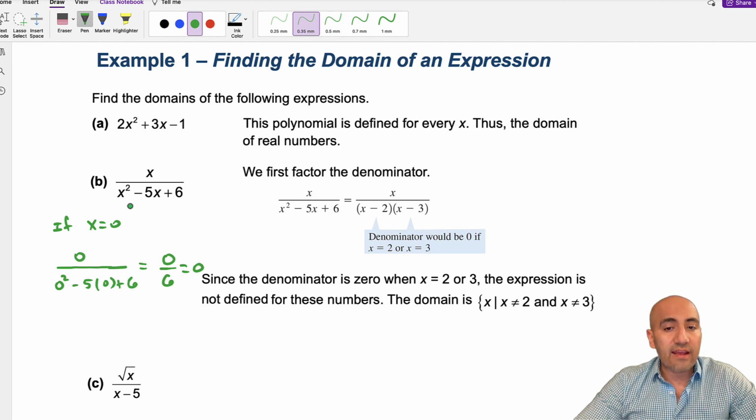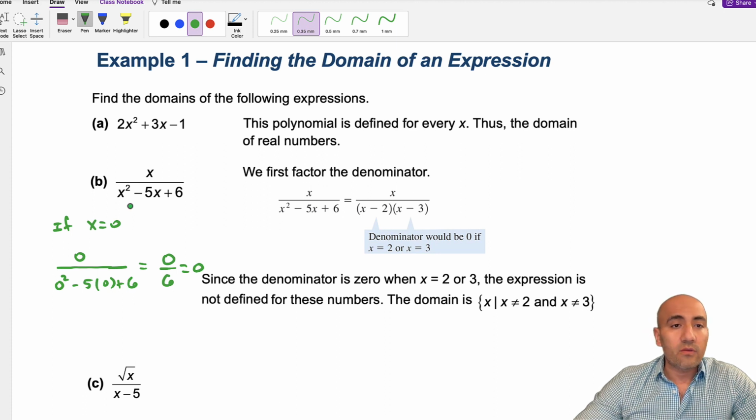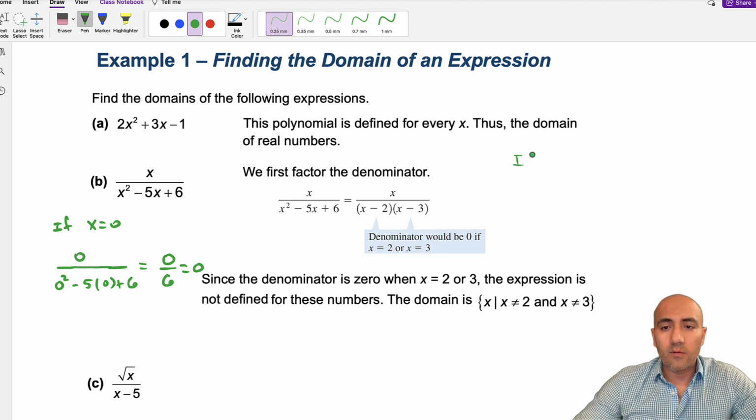And now in this factored form, we can easily tell what values of x would result in a 0. Because if we let x equal positive 2, or if we let x equal positive 3, in either case, we end up with a 0 in the denominator. Right? So for instance, if x equals 2, we end up with 2 divided by 2 minus 2, 2 minus 3.